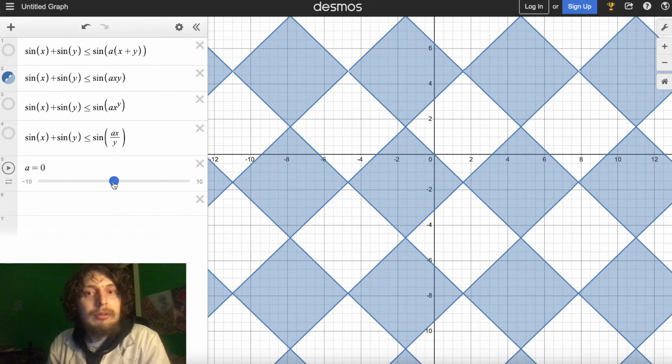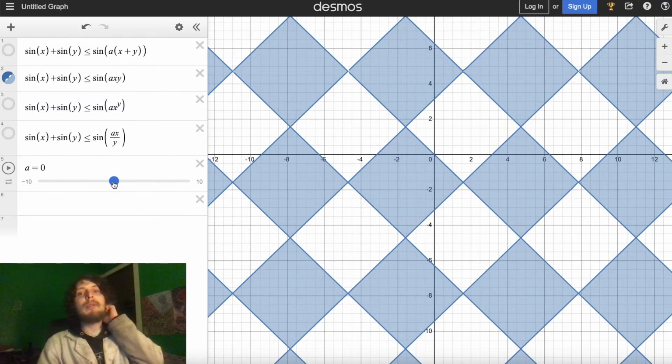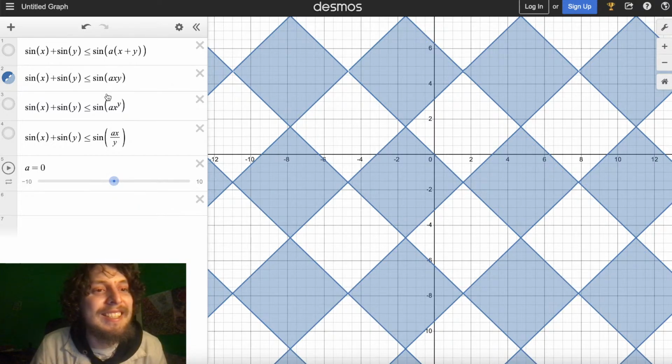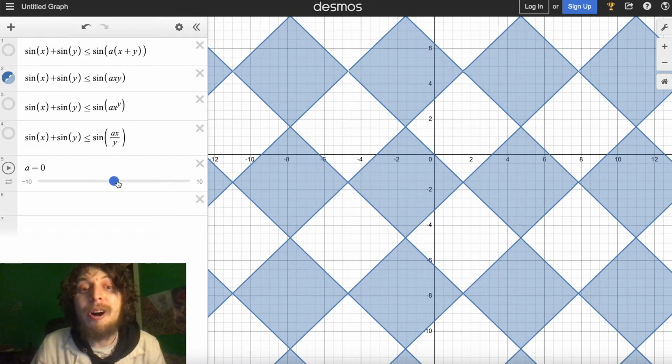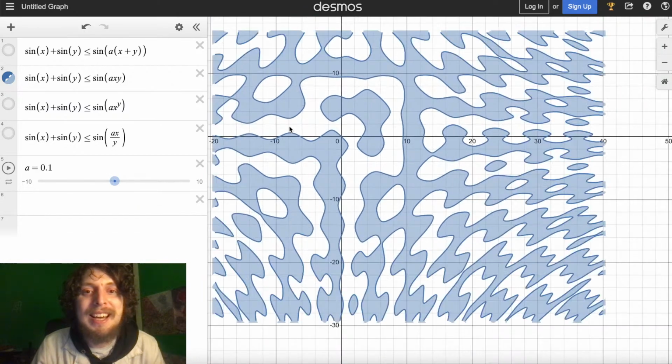Whoa! Oh yeah, we hit squares when it's 0, because whenever we're at 0 on any of these, they're going to make them the same, because it's going to be sine of 0 on this side, and that side's the same. So all these equations do have a time where they hit the square, when it's 0. But then they have other weird ones.